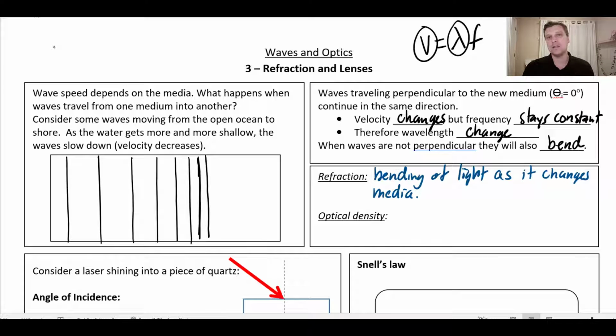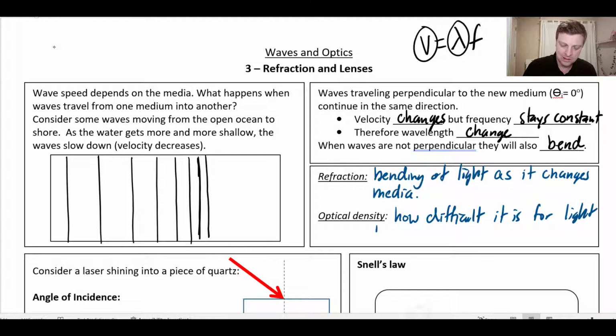Okay, now the optical density of a material. Light doesn't travel through everything, so not everything has an optical density, but if it's translucent, then it's going to allow light to travel through at different speeds. And so the optical density gives you an idea of how difficult it is for light to travel in a medium. So each medium is going to have a different optical density. Air is different than glass, is different than water, is different than diamonds, and so on.